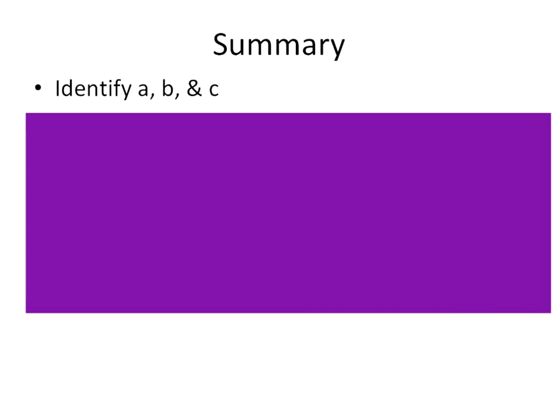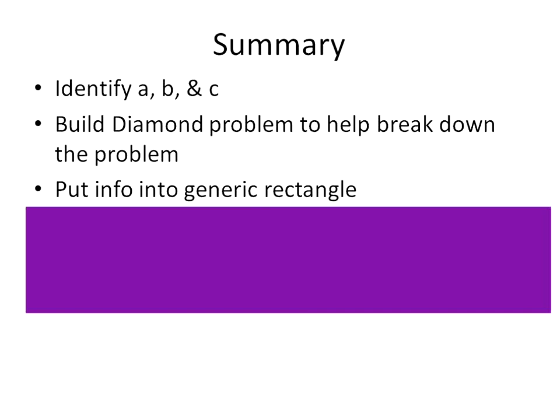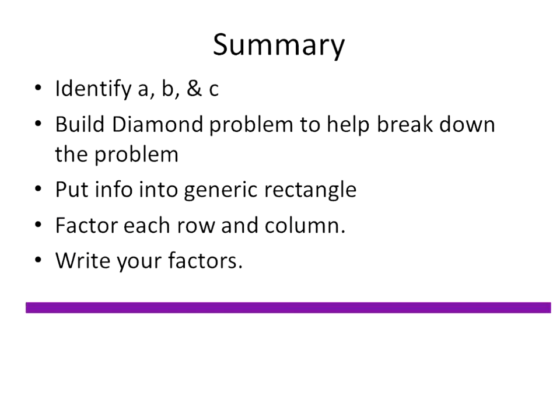Just as a quick summary on this, first thing we did was look at the ABC part of the variables. That's the numbers with the variables. A is with the x squared, B is with the x, and C is the constant. First of all, we built the generic rectangle, right, and filled in where we needed. Then we built the diamond problem to help us break down the two parts. Then we put that information back into the generic rectangle. And then we factored each row and column, right? And then we wrote out the factors.